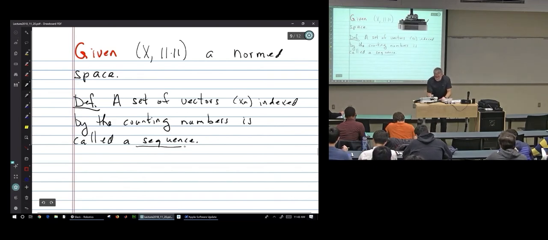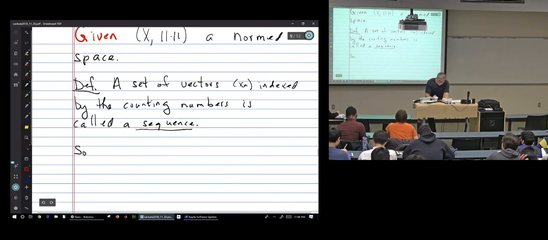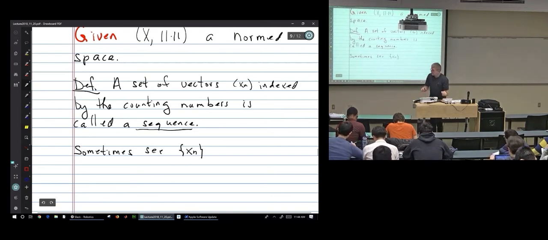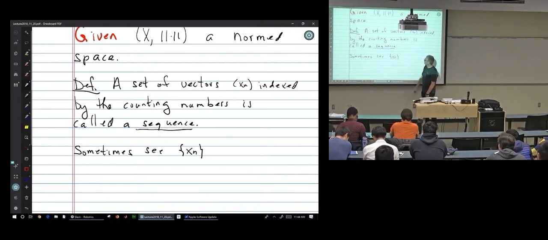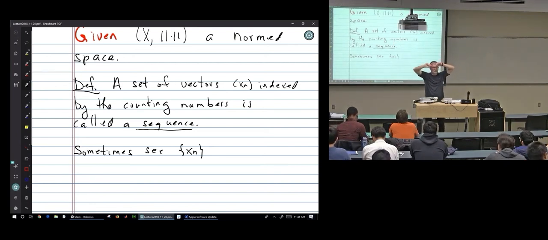Okay, so that's a sequence. Sometimes you see an alternative notation. They'll be put in curly brackets instead of the curved brackets, okay? So it's still a sequence, and it has to be indexed. It doesn't really matter that it's counting numbers, but it can't be the full integers. You can't go infinite in both directions.